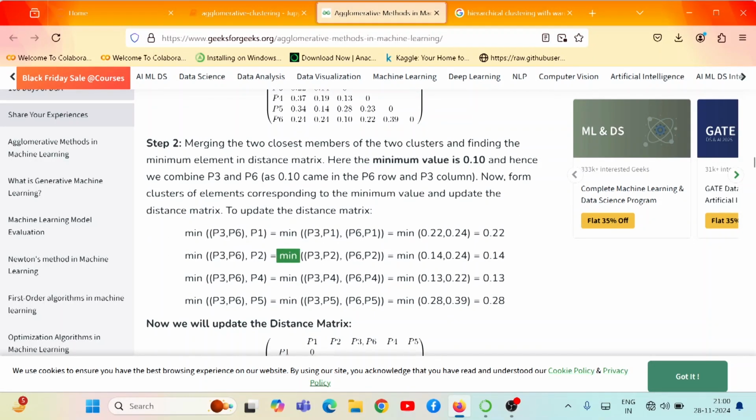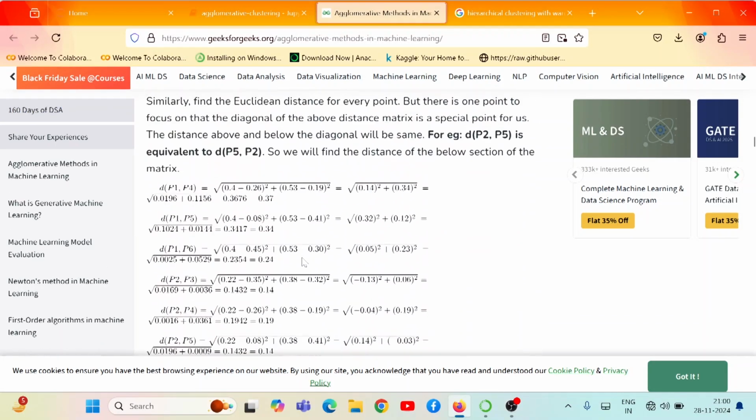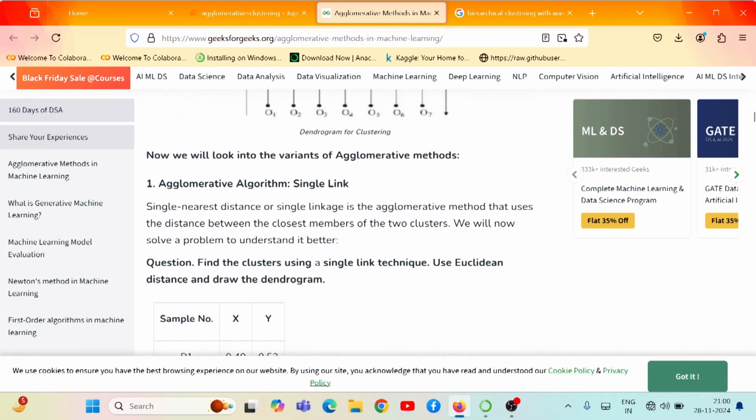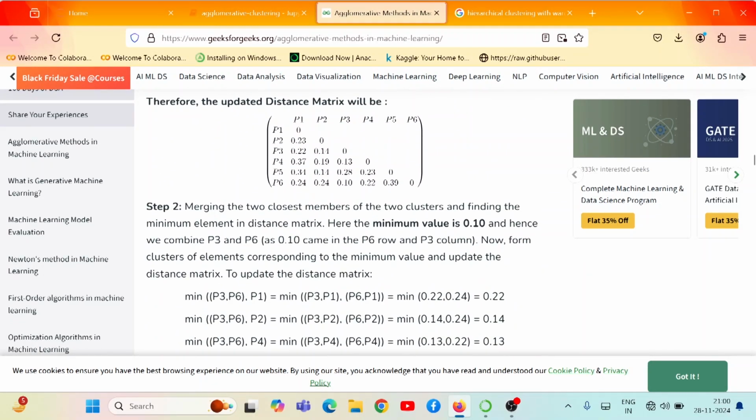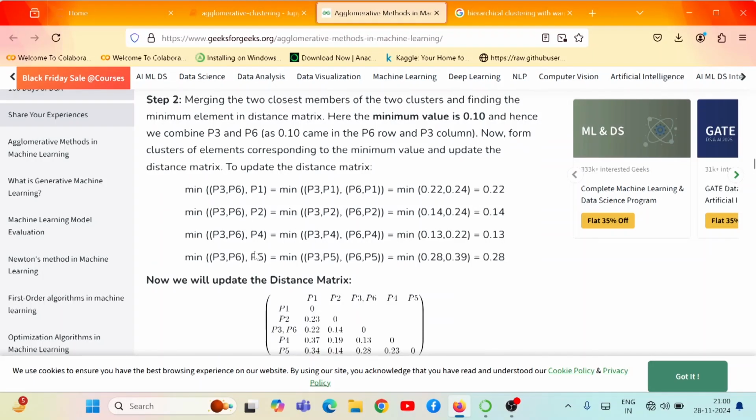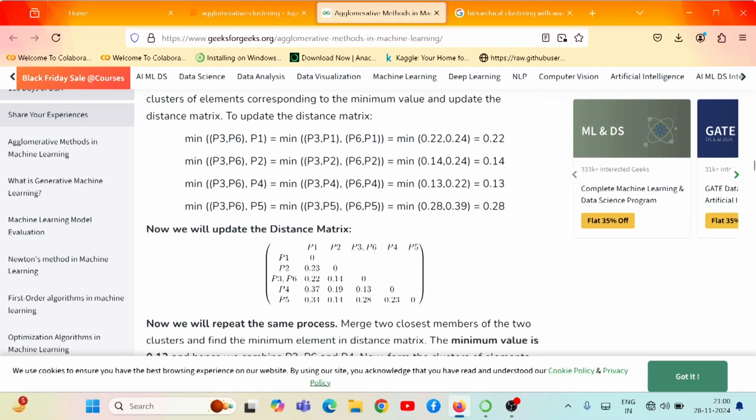Again here we have to use the minimum only, because we are using single linkage, and we have to remember this. This thing will change if you go with some other linkage method. That is the only difference which will make the results differ from each other. This way we have calculated the distance of this cluster from the remaining points. So this is the updated matrix, where P3 and P6 form a single cluster.